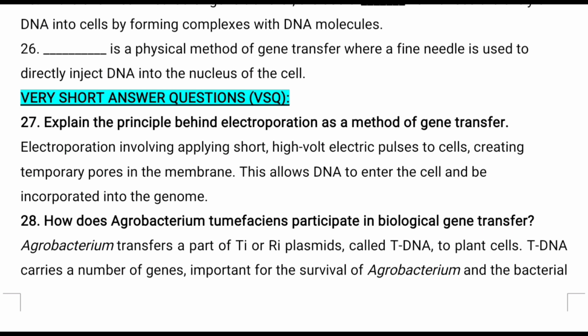Electroporation involves applying short high-voltage electric pulses to cells, which creates temporary pores in the cell membranes. That allows the DNA to enter the cell and be incorporated into the genome. It is a physical method. Electroporation is a physical gene transfer method. Okay, let's see the next question.